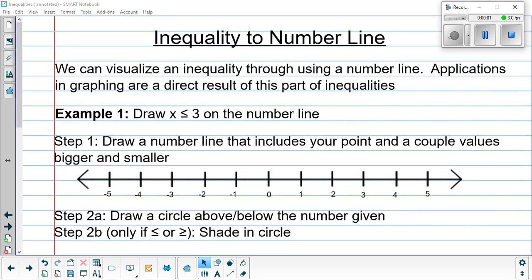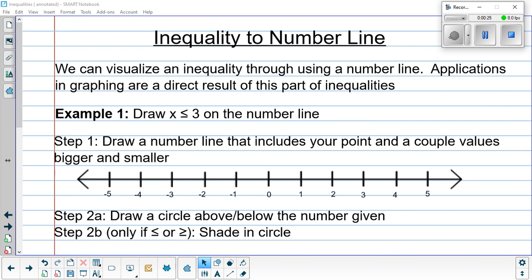Hi, Mr. Canada here, and today we're going to look at drawing expressions onto number lines. In the last video, we looked at, given a number line, can we find what the inequality was and express it? Now it's the reverse process. So, example 1, we want to draw x is less than or equal to 3 on the number line.